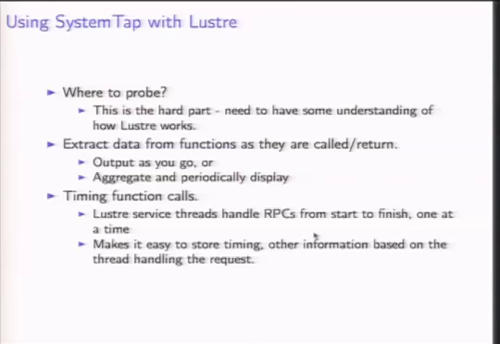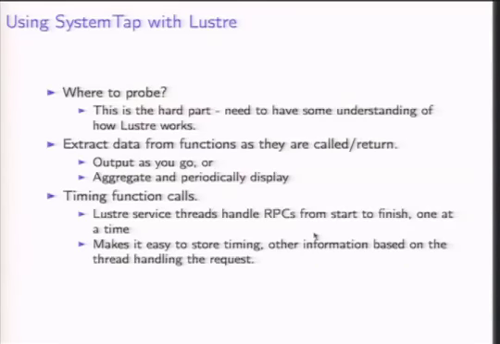So the typical mode of operation is you extract data from kernel function calls as they are called and return. And depending on what you're looking at, you'll either output as you go if you're interested in data on, say, a per-RPC basis, or maybe you're going to aggregate the data and periodically display if you're interested in, say, the latency distribution for a particular set of calls inside the Lustre code.